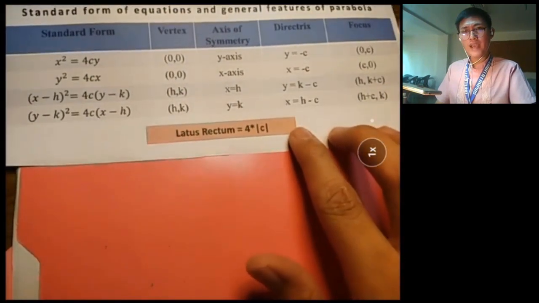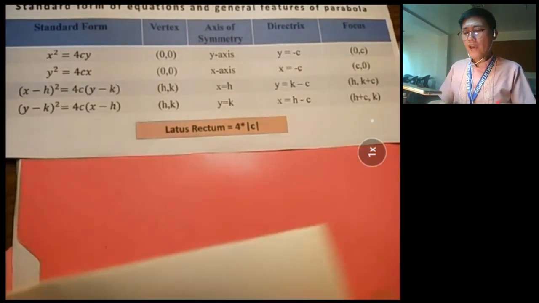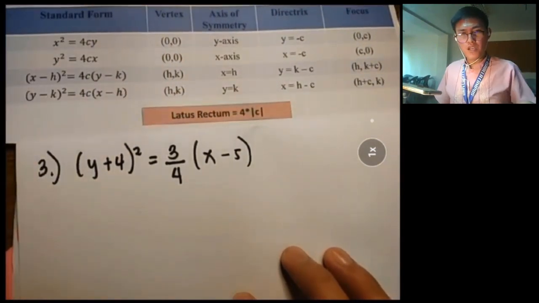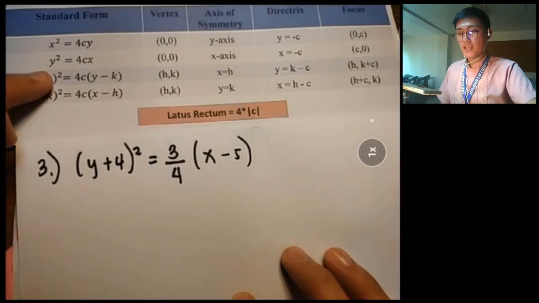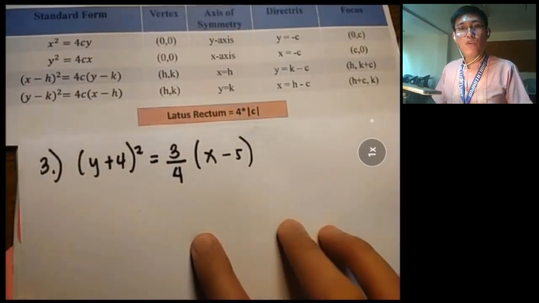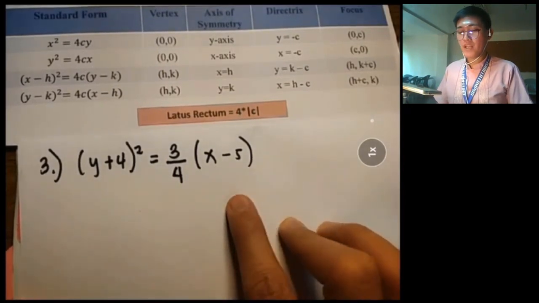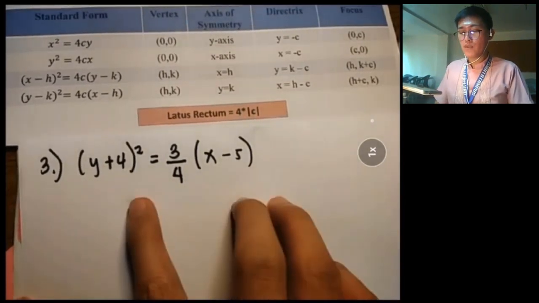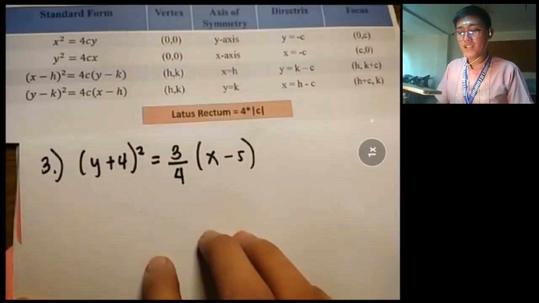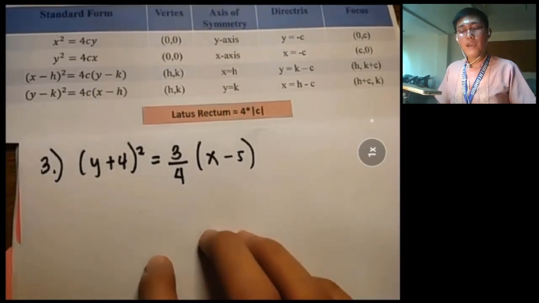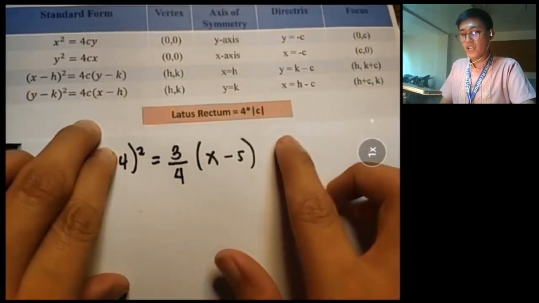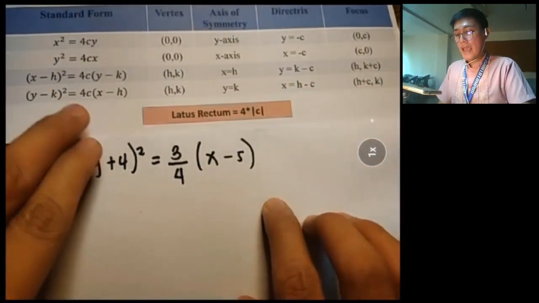Alright, let's continue with example number 3. I made it more complex so that the examples level will get intense. Okay, so number 3, y plus 4 squared is equal to 3/4 times x minus 5. So you just take a look which form this should be. We have the fourth form, which is y minus k squared is equal to 4c times the quantity x minus h. And here are the following formulas for the vertex, axis of symmetry, directrix, and the focus.